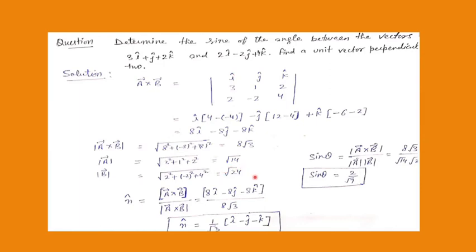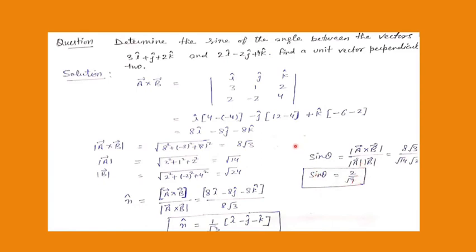And I know this formula for sine theta. Sine theta is the magnitude of A cross B divided by the magnitudes of A vector and B vector. That is giving me the sine theta value. So I can write the magnitude of A cross B divided by the magnitudes of A and B vector. I will be getting the sine theta value, which I am getting 2 divided by root 7.